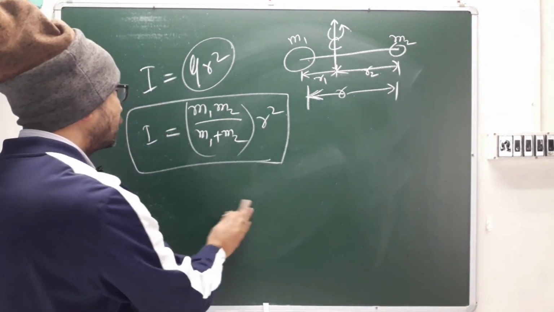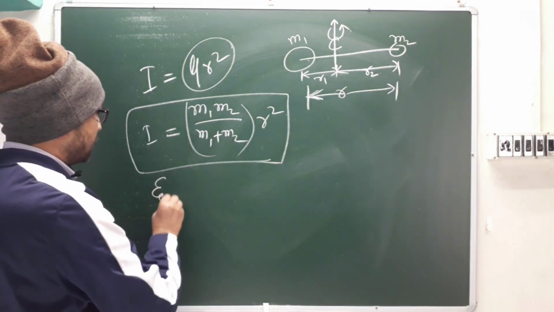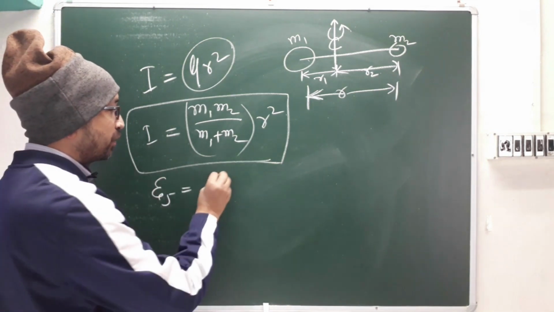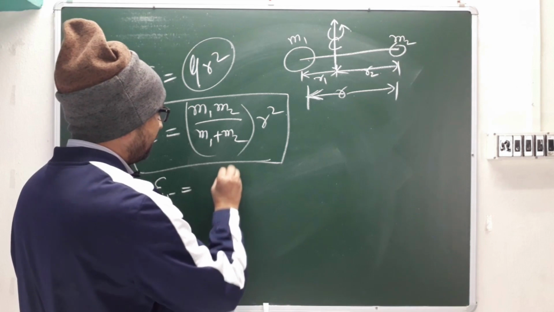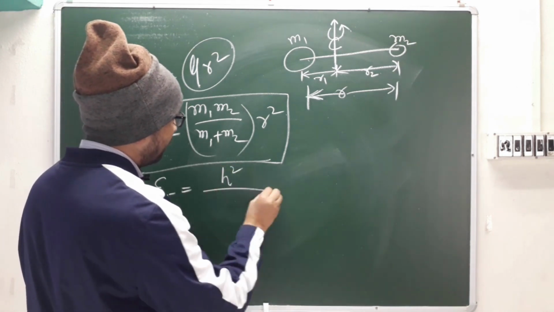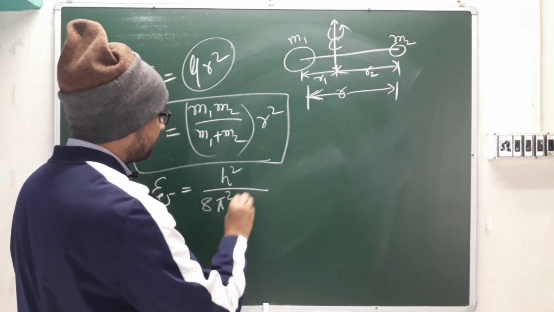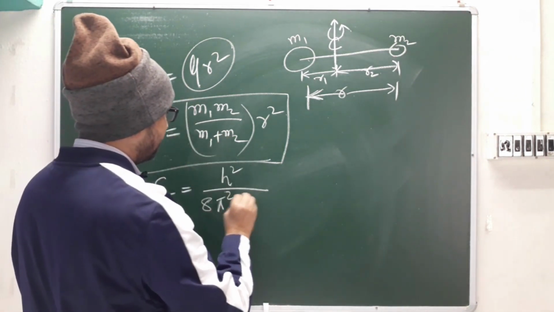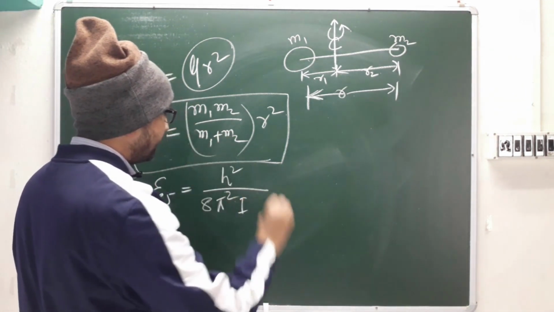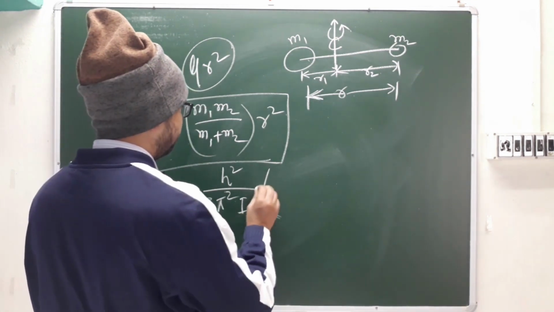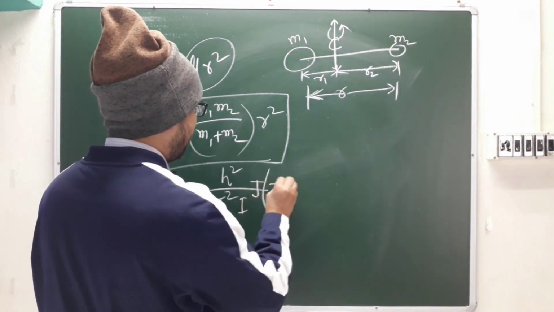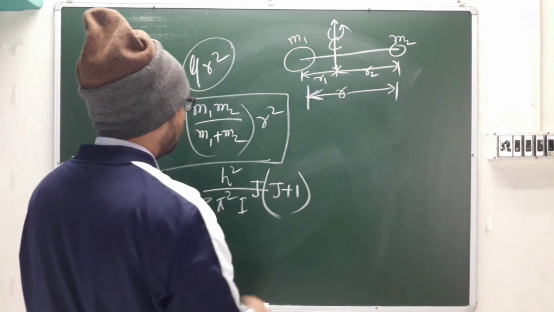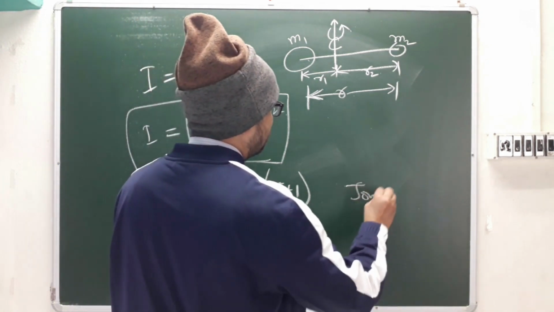So now going forward, we'll see the energy. E_J, the energy, will be h square divided by 8 pi square I, where I is the moment of inertia, times J into J plus 1, and it will be in joule.